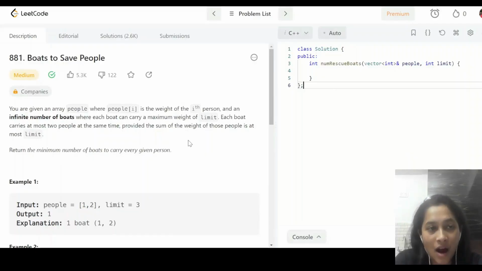Today we are going to start another LeetCode problem that is Boats to Save People. It is a medium level question.